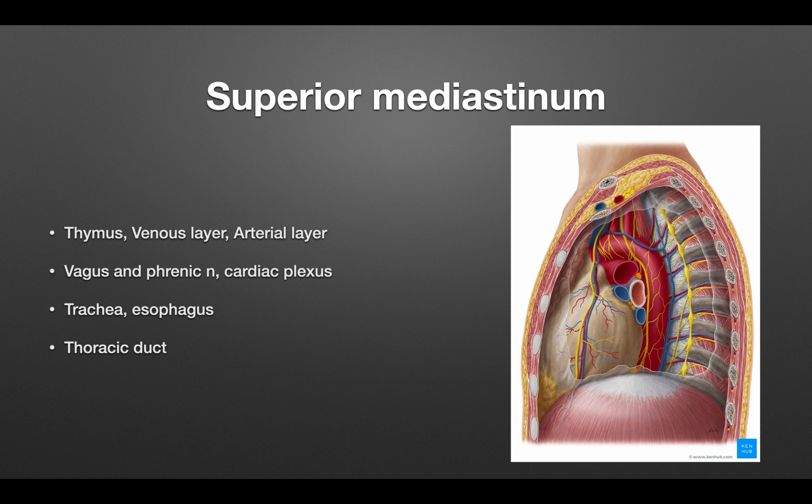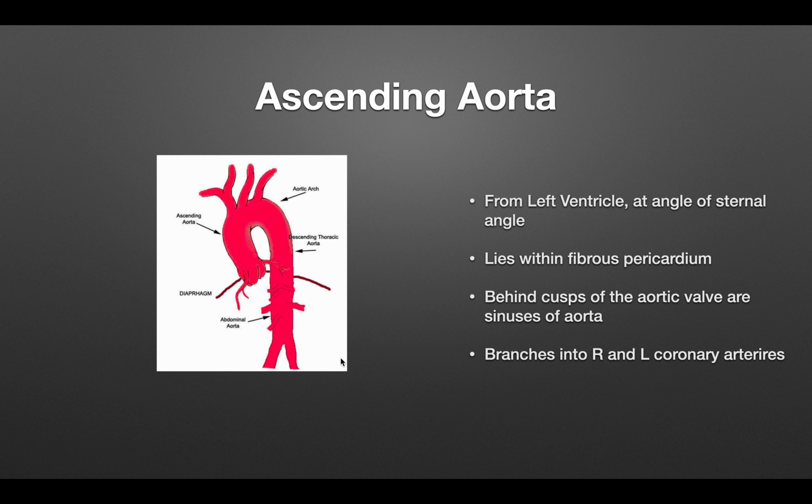Today we'll be going through the mediastinum some more and focus on the aorta. Inside the mediastinum, anterior to the aorta, there's the thymus, then the venous layer, then the arterial layer, along with the cardiac plexus and the other nerves surrounding the arch. Posterior to it are the trachea and esophagus, and lateral to it are the thoracic ducts.